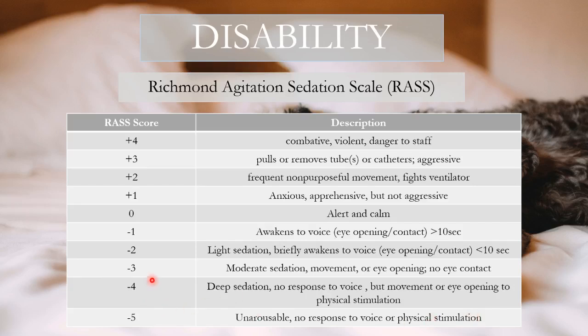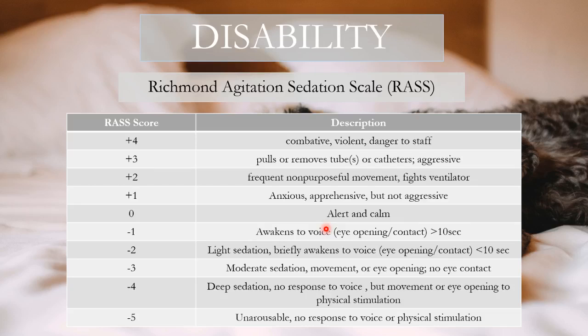So that's -3. If the patient wakes up to voice and opens the eyes, and there's eye contact but less than 10 seconds, that's -2. And if there's eye contact which is more prolonged, above 10 seconds, that's -1. And this is the RAS we want: 0. What does 0 mean? Alert and calm.